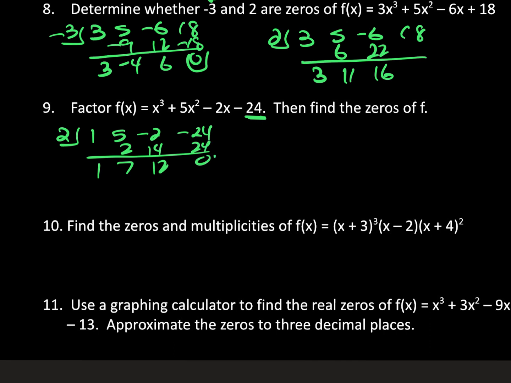You look at that. Now, what that leaves me with is important. That leaves me this right here, which is x squared plus 7x plus 12, which does factor, by the way. What factors of 12 give you 7? X plus 4 and x plus 3.